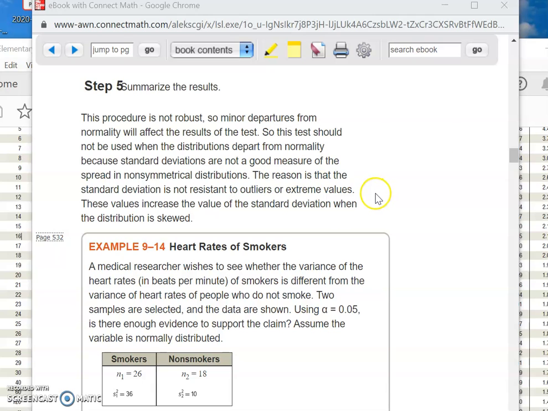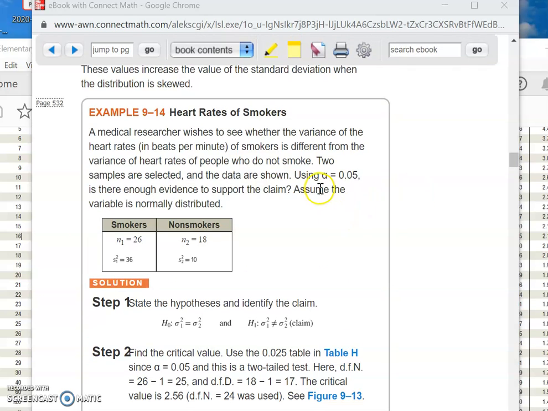He says the reason is that standard deviation is not resistant to outliers or extreme values. What happens in real life is the researcher will look at the outliers and say, well, that was a measurement error, or that was a problem with whatever it happened to be, and I'm just going to toss that data point out. That's what happens in real life.